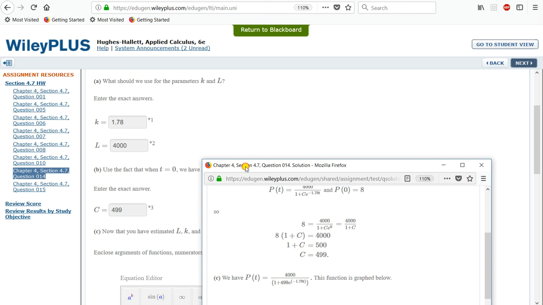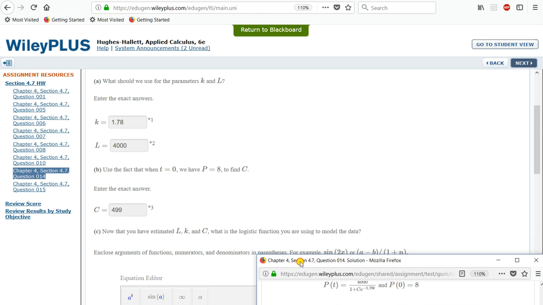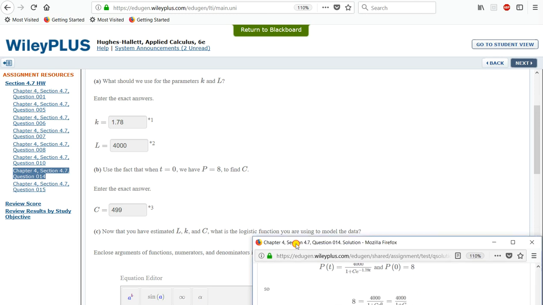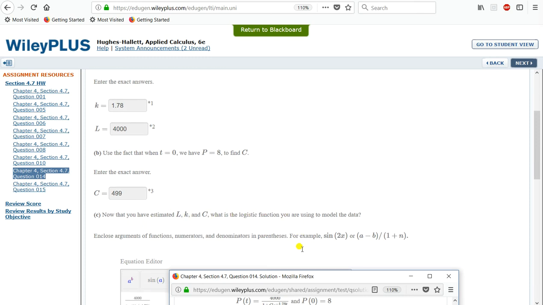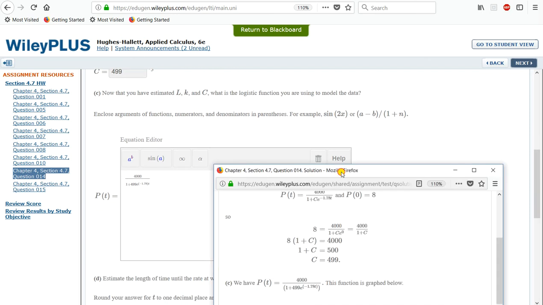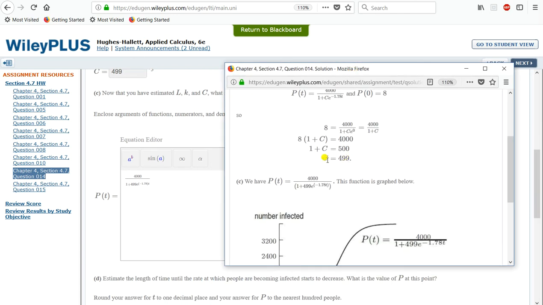Once you get C, now that you have estimated the values of L, K, and C, what is the logistic function you are using to model the data? So we have everything, C, L, K, so just plug that into the function and you get the complete P of T function. So you just plug everything together for part C.